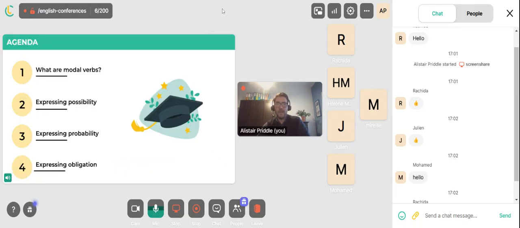So here is our agenda for the lesson today. 4 parts to it. Number 1, what are modal verbs? Number 2, expressing possibility. Number 3, expressing probability. And number 4, expressing obligation. Okay.